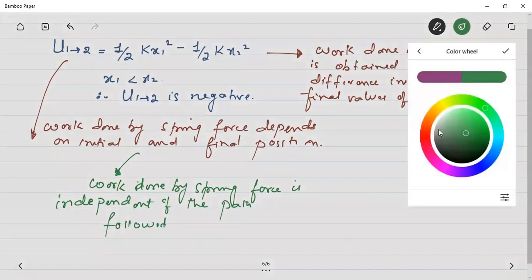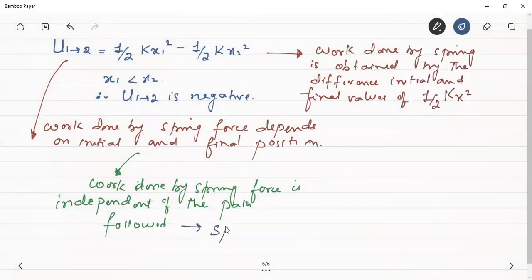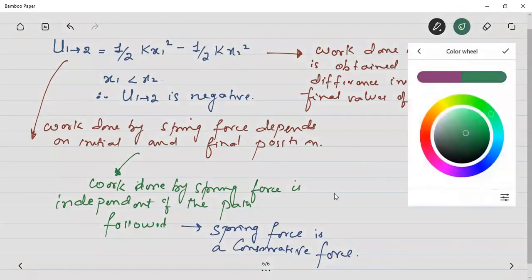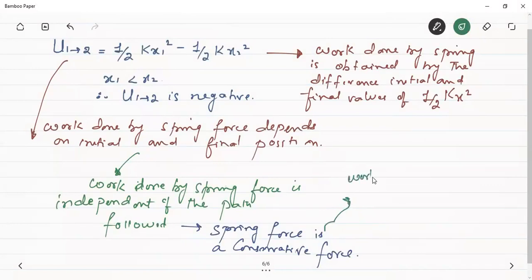When work done by any force is independent of the path followed, then that force, which means the spring force, is a conservative force. The spring force is a conservative force. And we have seen in the previous case as well, the work done by a conservative force is represented by a change in some potential function. Work done by a conservative force is equal to a change in potential function.